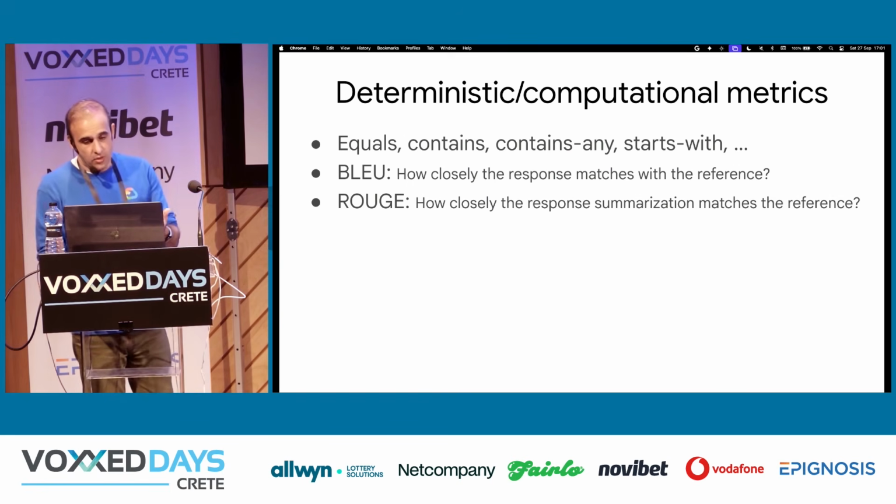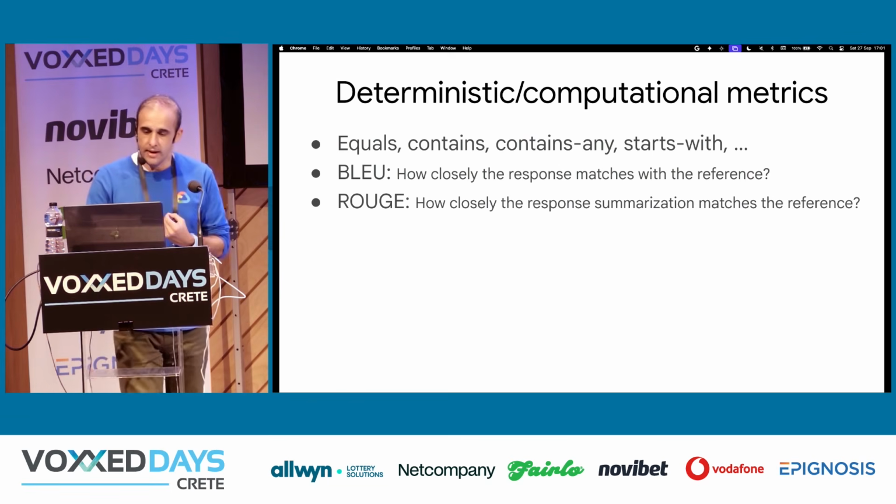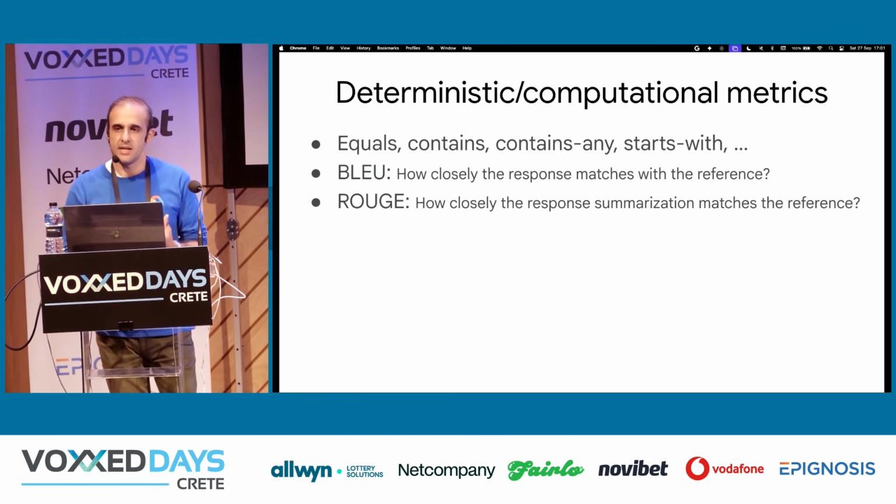And then there's another one called ROUGE. It's similar to BLEU, but it's mostly for summarization. So let's say you have some text that you want to summarize, and then you have a reference summary. With ROUGE, you can calculate how close the summary is to the reference that you're expecting. And then there are others like METEOR and so on and so forth.